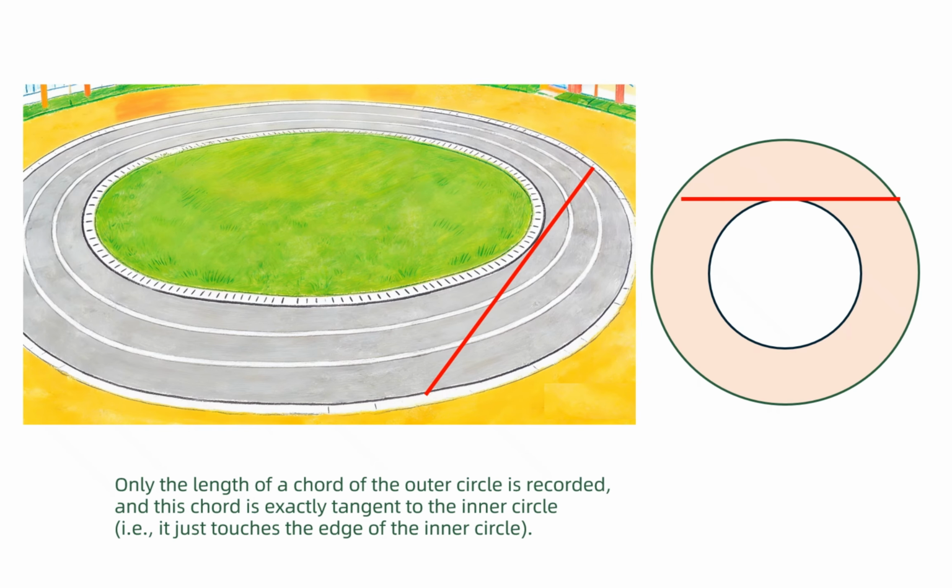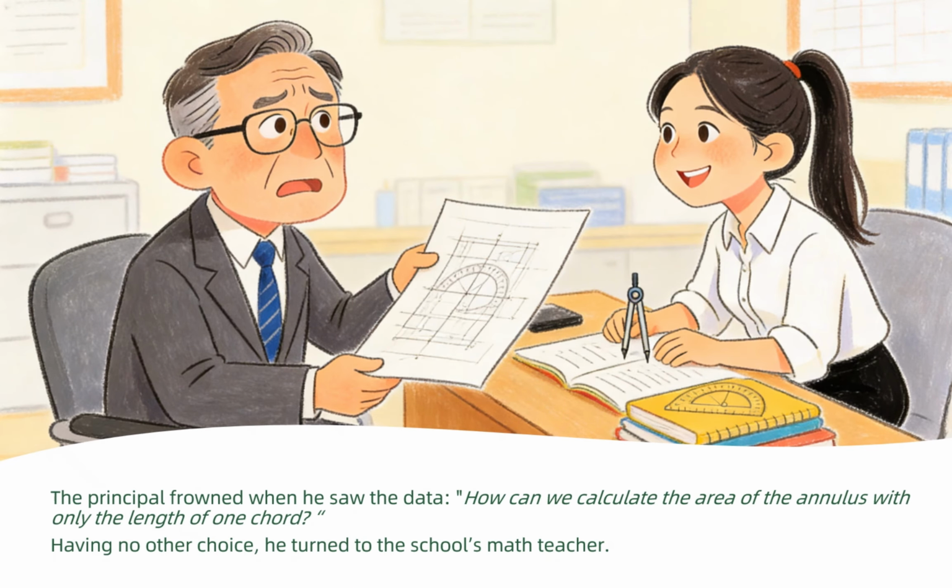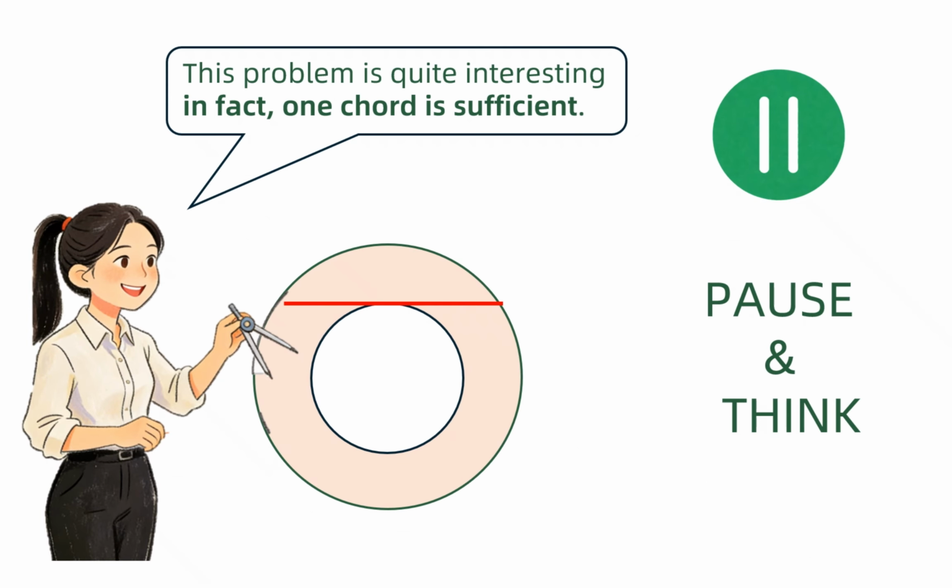After receiving the data, the principal frowned. How could it be possible to calculate the area of the circular ring with only the length of one chord? In desperation, he turned to the school's math teacher. The math teacher glanced at it and said, "This problem is very interesting. Actually, this one chord is sufficient.